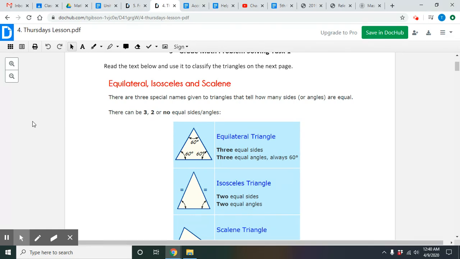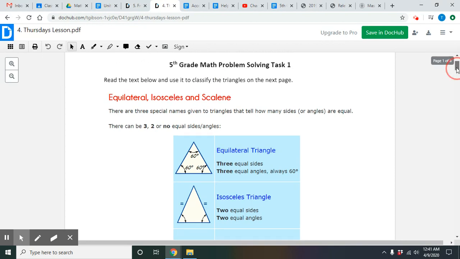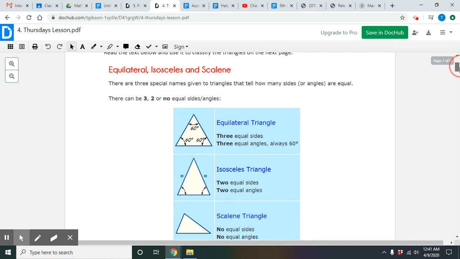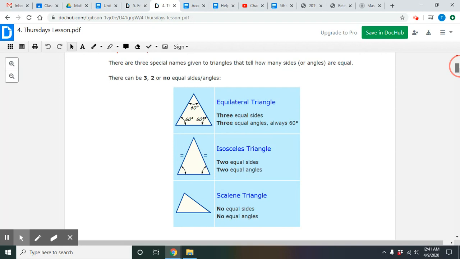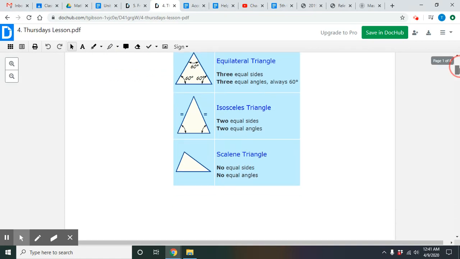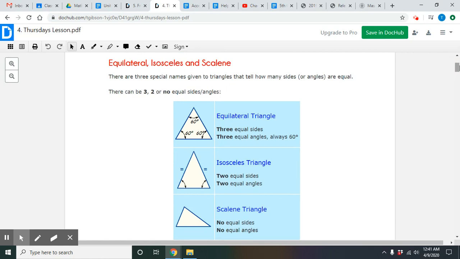So if you are still confused about that, make sure you have your notes out because you are always going to be using your notes moving forward, especially as we get into recognizing triangles by a new defining attribute, which are their sides. For the first portion of the PST, you're going to read the text below and use it to classify the triangles on the next page. Right now they're giving you three different types of triangles. These special names given to triangles tell how many sides are equal. Before we were thinking of different angles, now we are going to figure out the sides, which tell us how triangles are equal and what angles are equal to each other.